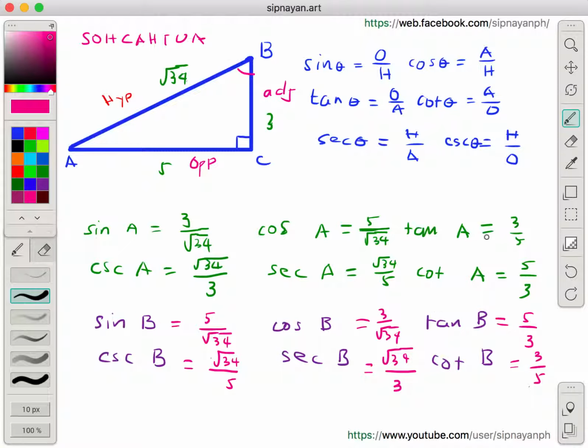Okay, so that's it. I hope meron kayo natutunan dito. Sana malinaw. Again, yung sine A, magkaiba yung value niya sa sine B kasi magpapalit yung opposite tsaka yung adjacent. Yung adjacent, yun yung side na katabi ng angle. Ang angle kasi sa right triangle, dalawa yung magiging katabi niya, it's either the adjacent side or the hypotenuse. Kasi kinukuha lang naman natin yung acute angles, hindi naman natin kinukuha yung right.